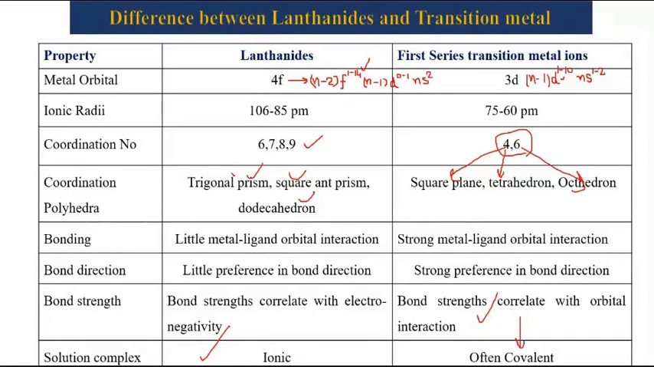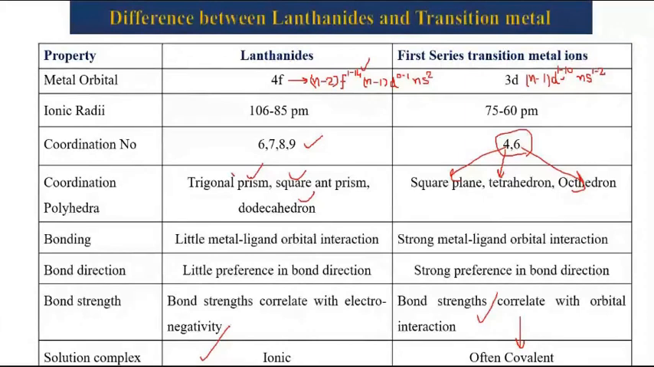So again, I'm going to repeat, it's important. Remember, first, the metal orbital. The metal orbital in case of lanthanide is 4f. However, in case of transition element, it is 3d. The second point is ionic radii. The ionic radii range from 106 to 85 picometer in case of lanthanide. But in case of transition series, it is 60 to 75. Now the coordination number: higher coordination number exists in case of lanthanide, ranging from 6 to 9. But in case of transition metal, the usual coordination number is 4 and 6.